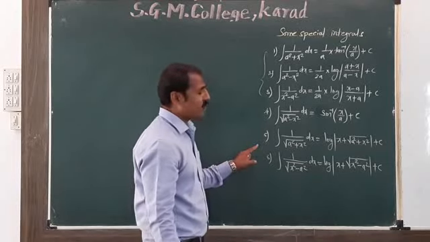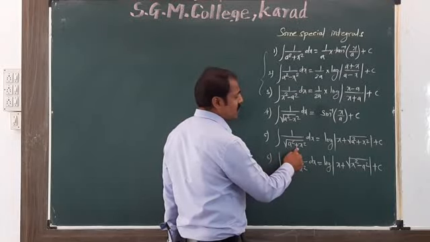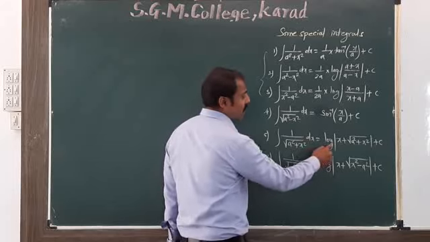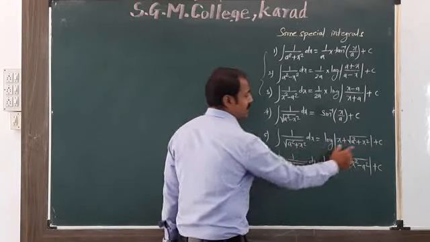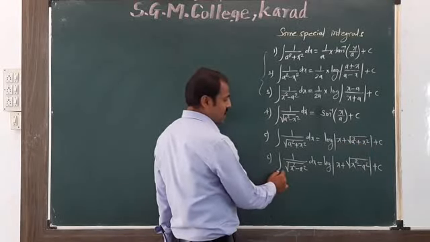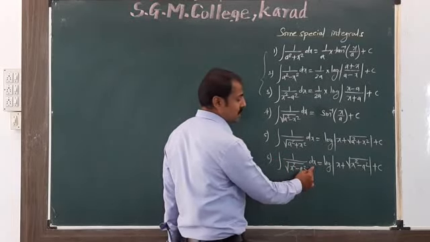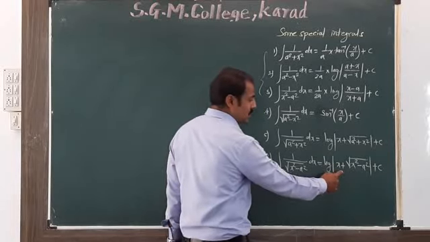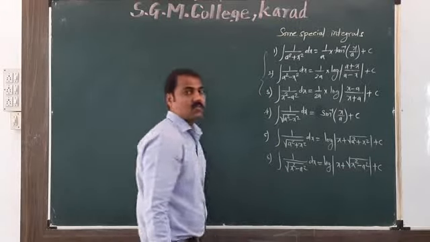The fifth and sixth formulas are very simple. Here the integration of 1 upon square root of a square plus x square dx is equal to, starting with log of mod of, the first term is x plus the second term, which is the denominator, root of a square plus x square, plus c. And the sixth formula, the integration of 1 upon square root of x square minus a square dx, is equal to log of mod of x plus the second term, which is the denominator, square root of x square minus a square, plus c.